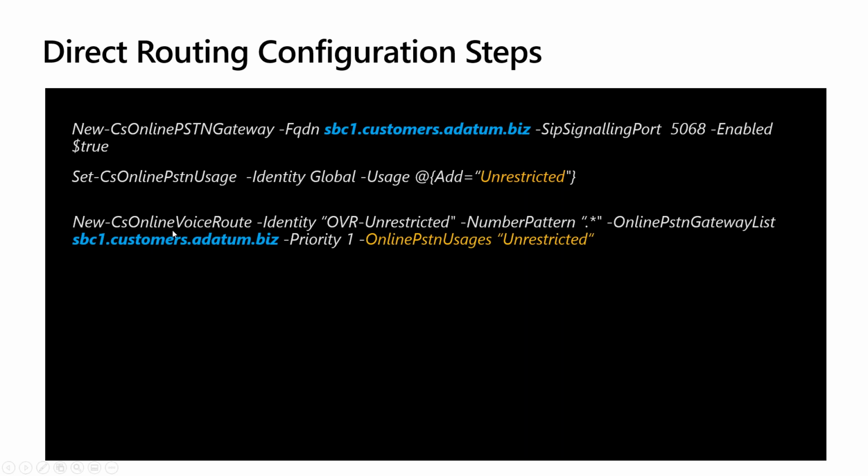So of course, we have to create a route where we are going to use the online PSTN usage unrestricted, and we're going to say this route is going to point to the SBC. And the number pattern to match is going to be any number, right? Because we are saying unrestricted. So every number that is called is going to use this route, this SBC, and this PSTN usage.